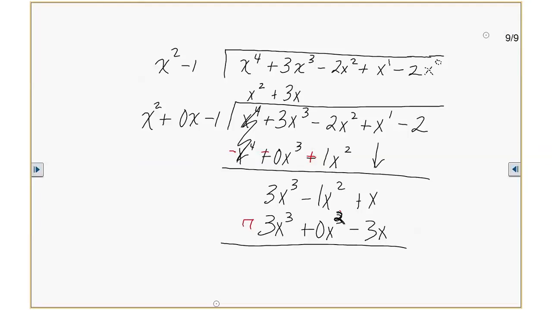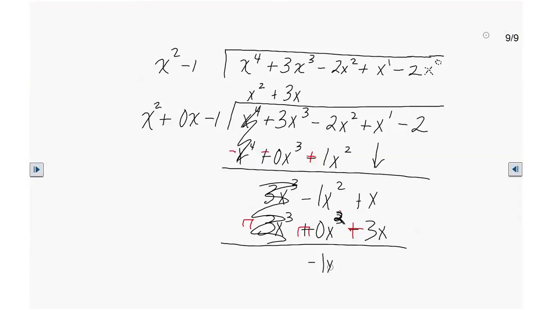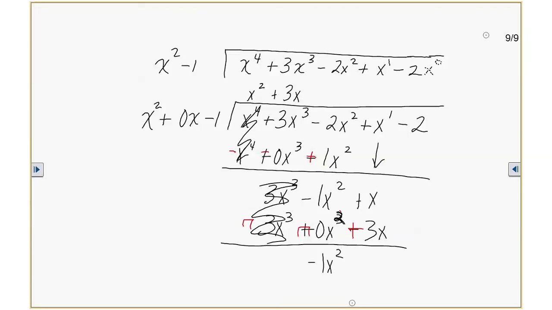Negative. I don't know why this thing is making all kind of marks up here. Positive. And 3x cubes go out. Negative 1x squared plus 0x squared. What's negative 1x squared plus 0x squared? Negative 1x squared, Hubert. What's 1x plus 3x?